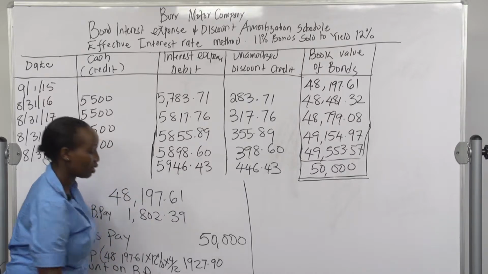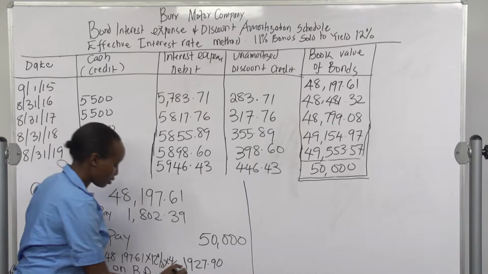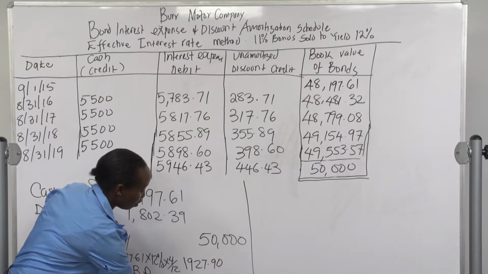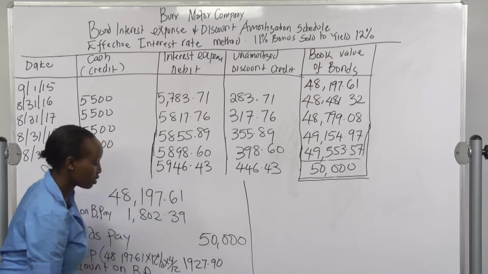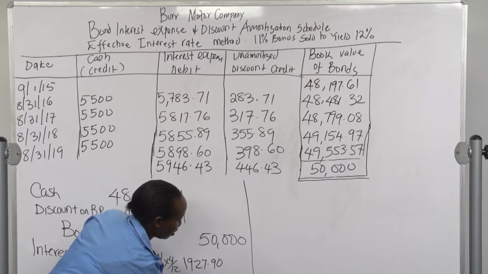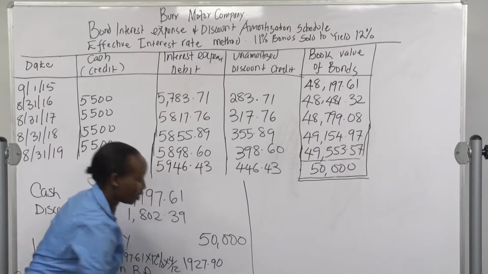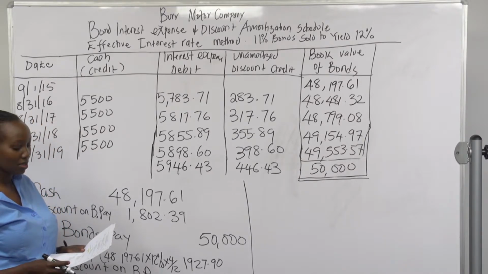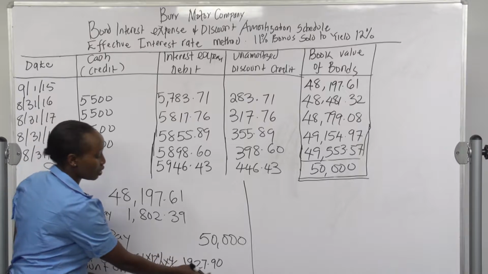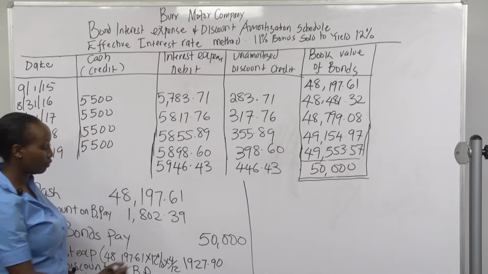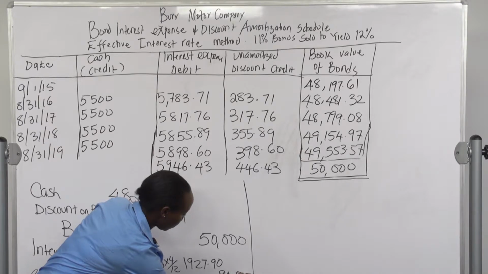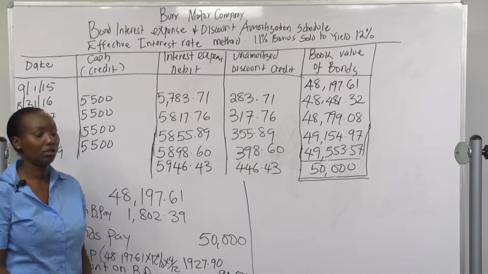Multiply that by the stated rate. So we have 11%, and we have 4/12. So this gives us $33,833.33, and the difference between these two, we have a total of $94.57, which is our amortization for bonds.